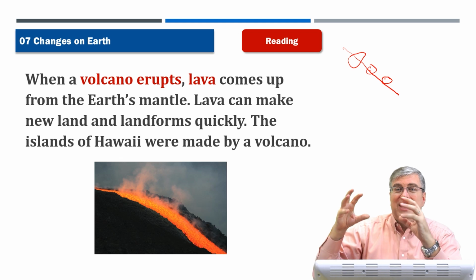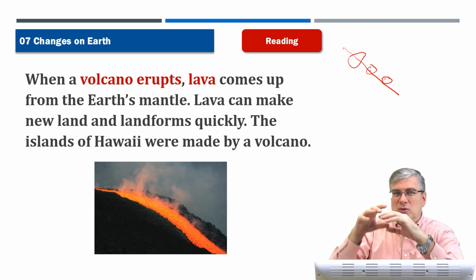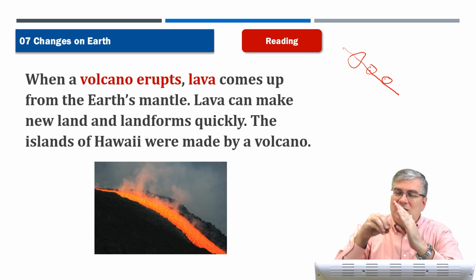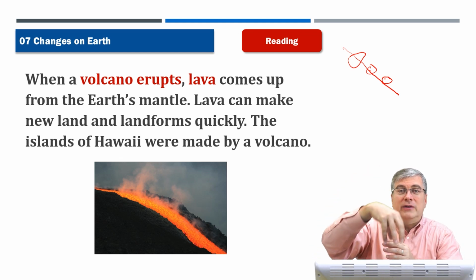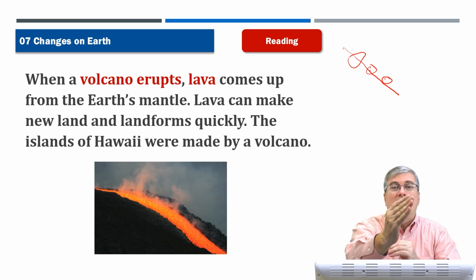Now, it's interesting because the volcano really isn't moving, the landmass isn't moving, but the crust is moving, and that hot spot where the lava is coming up is moving, and that's why it creates many volcanoes, and that's why Hawaii is on a line.